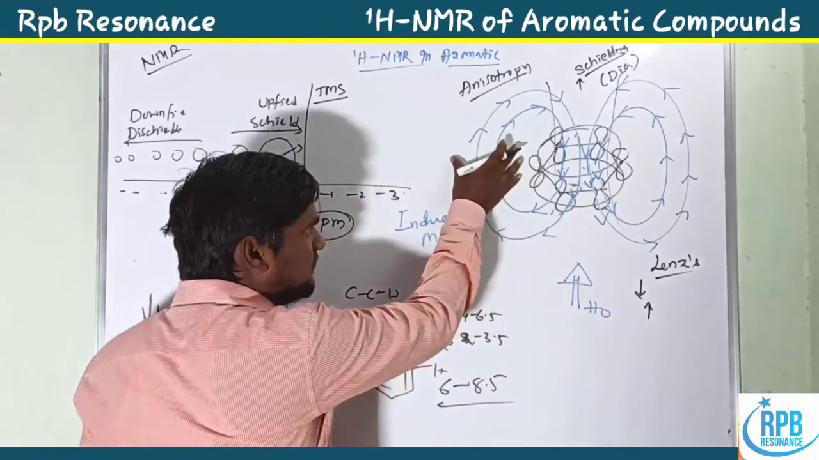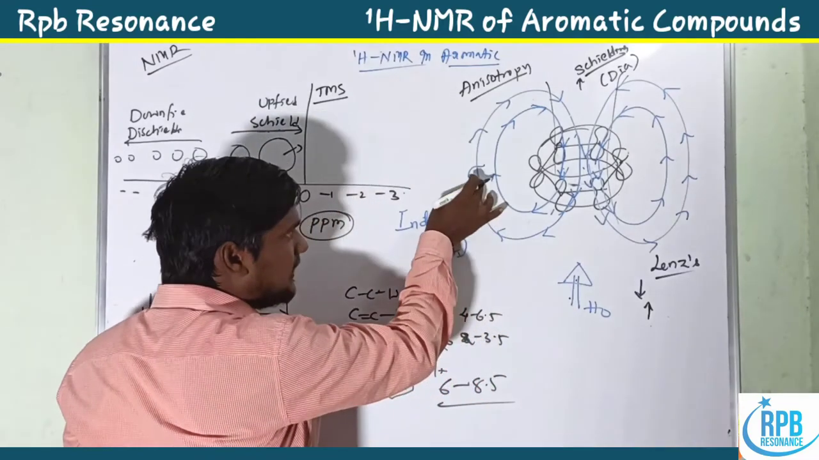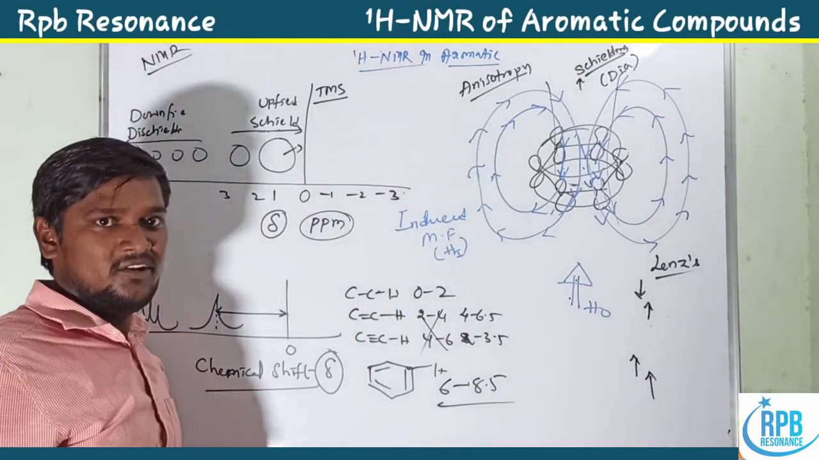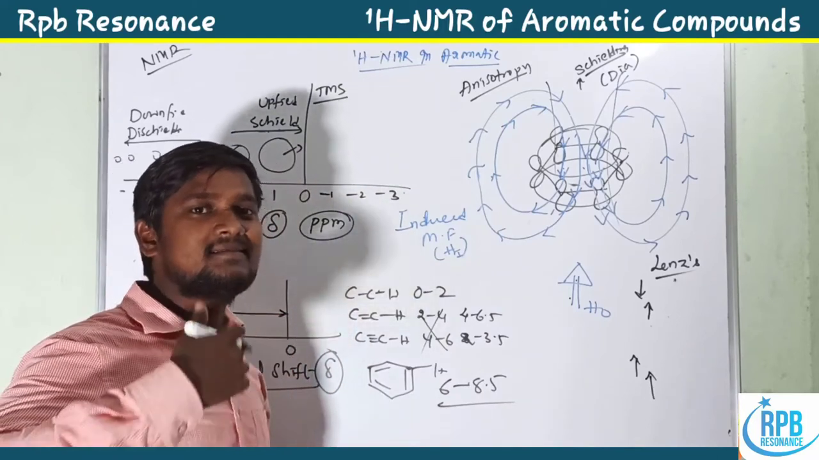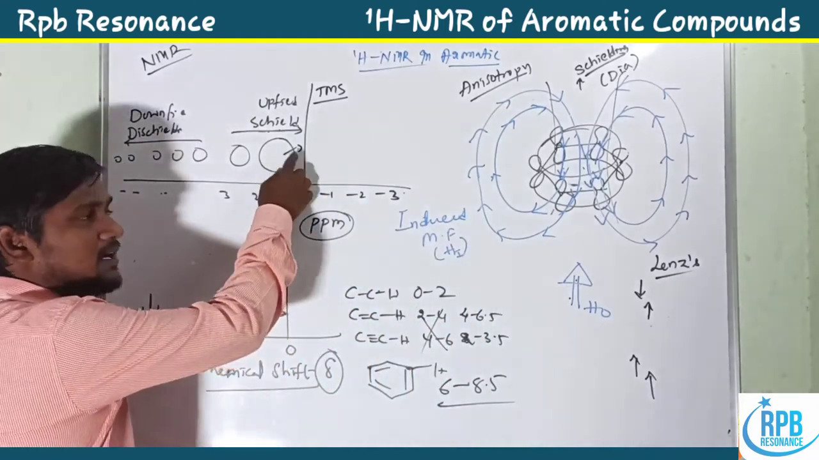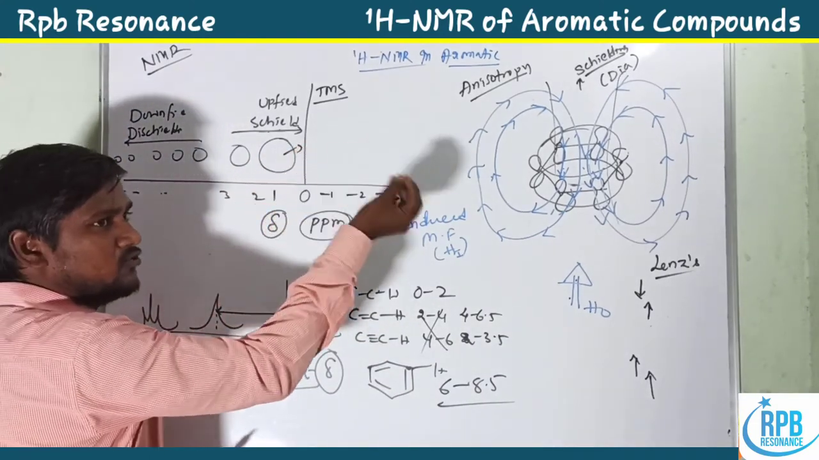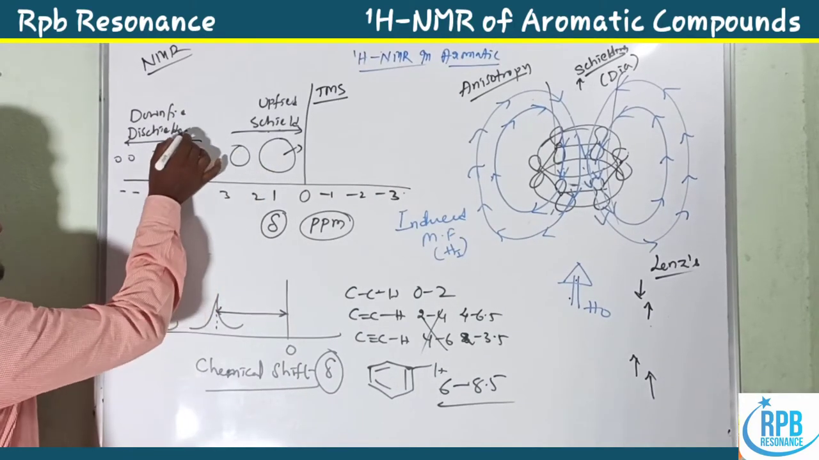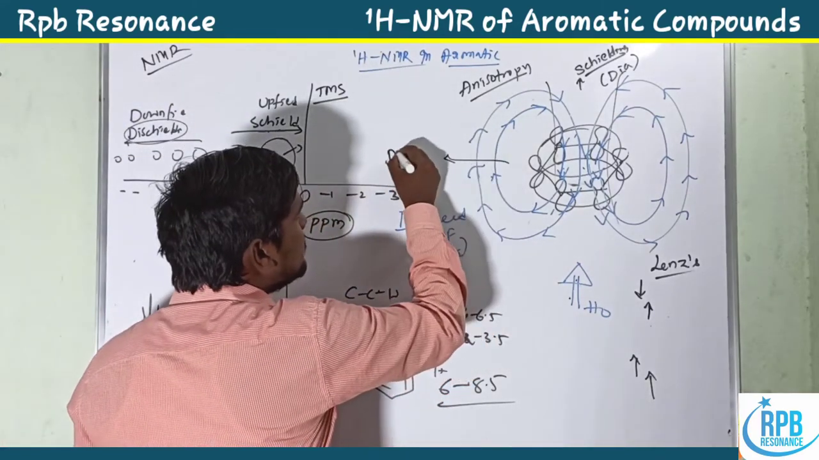Now let us assume that the proton is somewhere over here, in this region. Except for the diamagnetic region, the external magnetic field and the induced magnetic field are both parallel to each other. So due to the same alignment of these spinning particles, which enhances their spinning, the electronic cloud is reduced. That means the electronic cloud of those nuclei will be smaller. So it moves away from the TMS. That is nothing but a deshielding region. So the electronic cloud is reduced, and this region is nothing but the deshielding region.